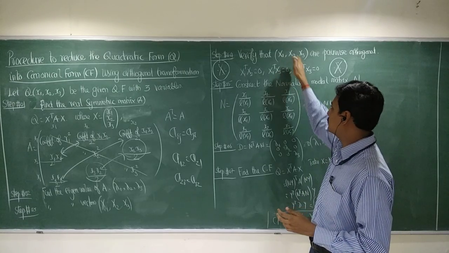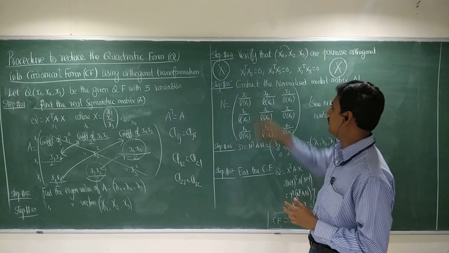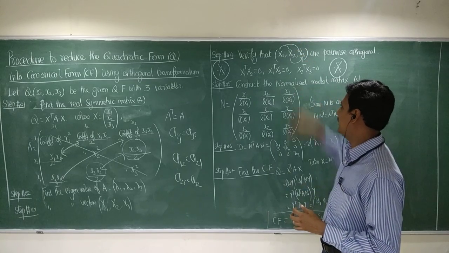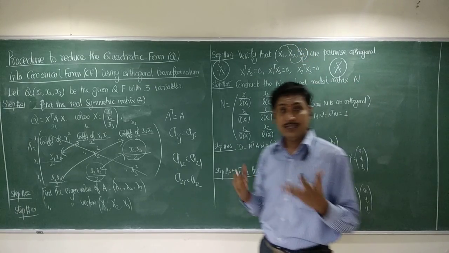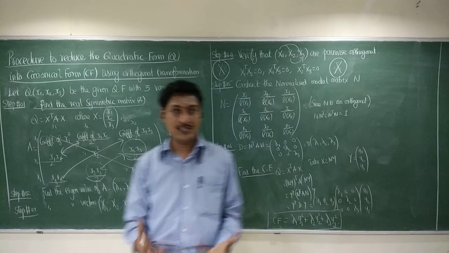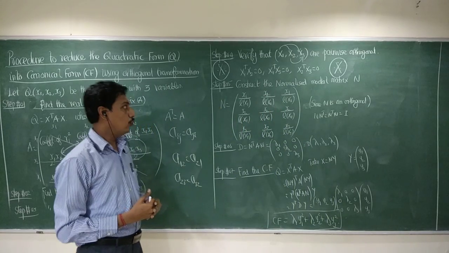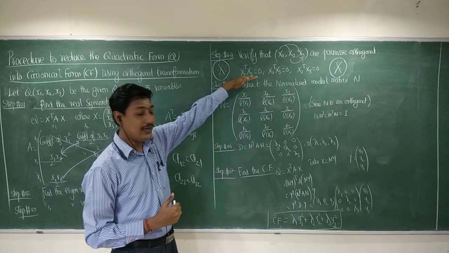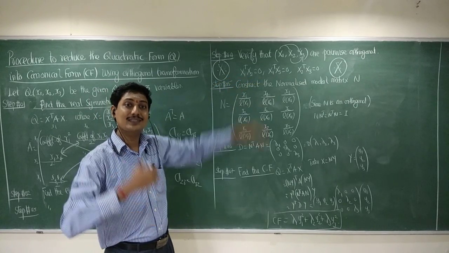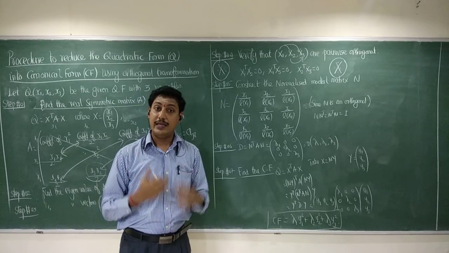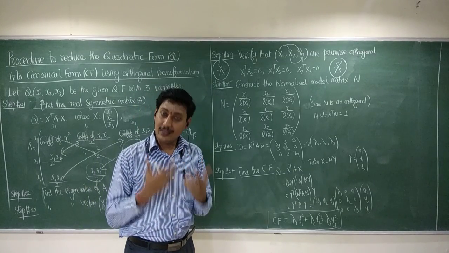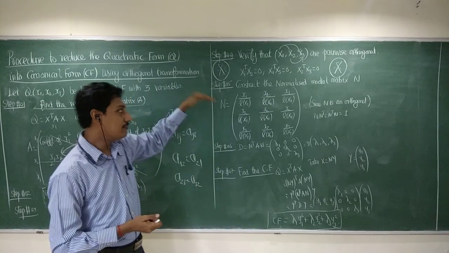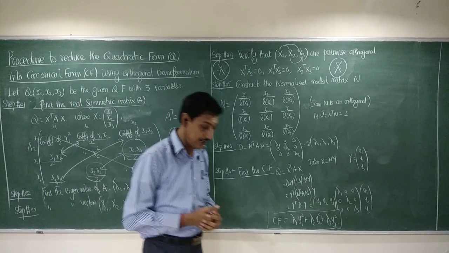So there are three things: X1 transpose X2 equals 0, X1 transpose X3 equals 0, and X2 transpose X3 equals 0. Then we say that these three eigenvectors are pairwise orthogonal. Once they are pairwise orthogonal, let us proceed further. If you fail to get pairwise orthogonality, let us construct the eigenvectors in such a way that they are pairwise orthogonal. Understand? And the fifth step, construct the normalized modal matrix.